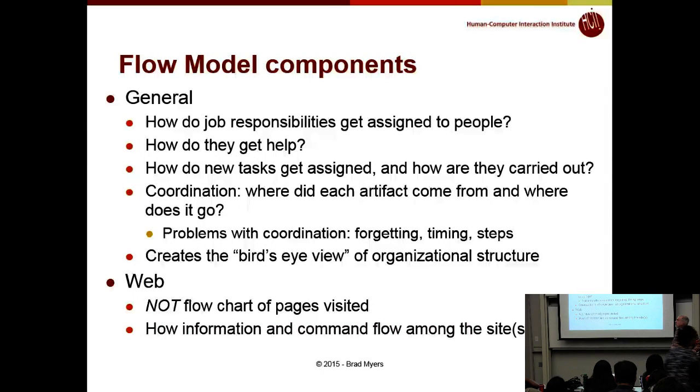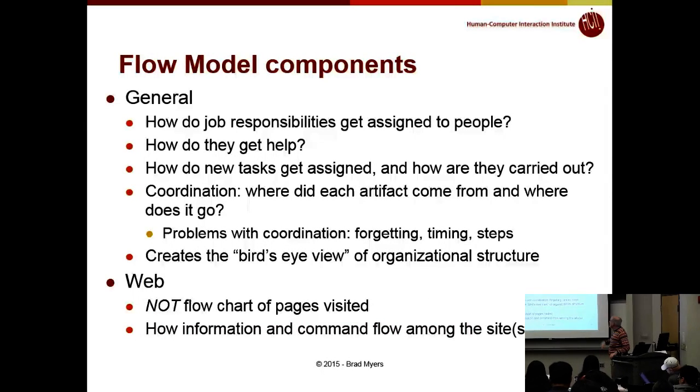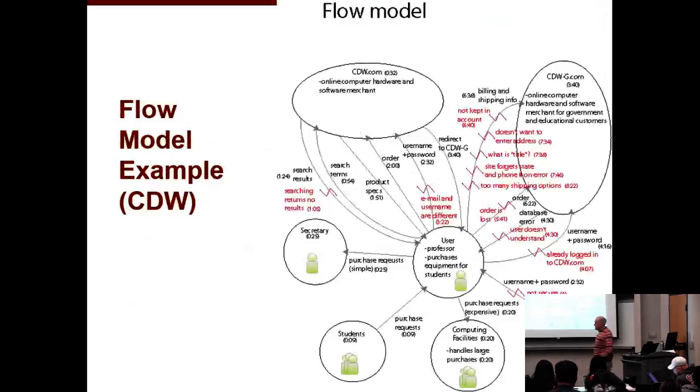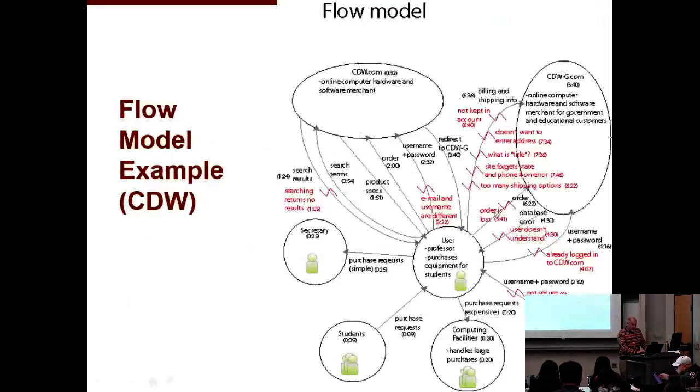So the key things in the flow model are how the information goes back and forth, who decides things, who tells somebody to do something, how various people are involved in this mechanism, and who's in charge. So here's the example from CDW. Hopefully you can read it. So I'm here in the middle, the user, and my role is purchasing equipment for students.